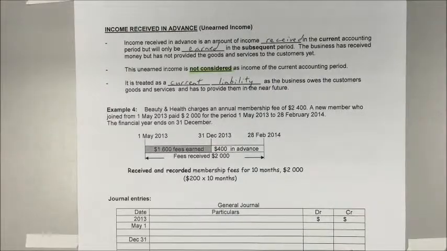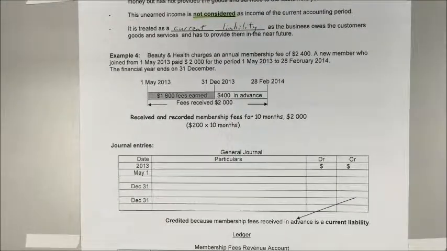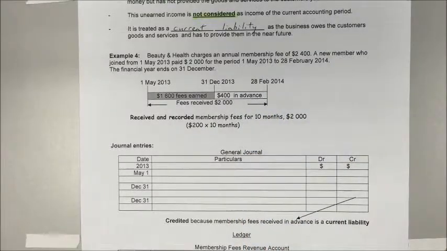Now let's look at an example to illustrate what is income received in advance. We'll look at example 4. Example 4 says that Beauty and Health charges an annual membership fee of $2,400. A new member who joined from 1st of May 2013 paid $2,000 for the period 1st of May 2013 to 28 February 2014. The financial year ends on 31st December.